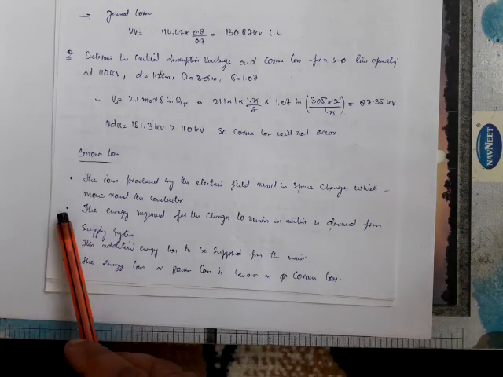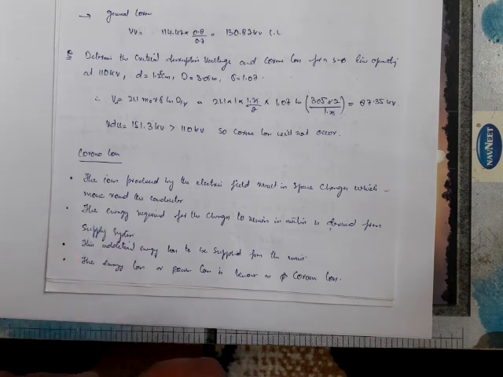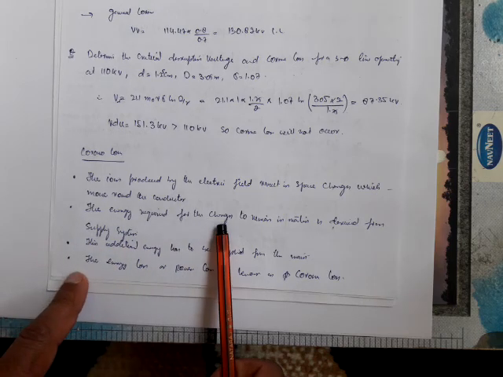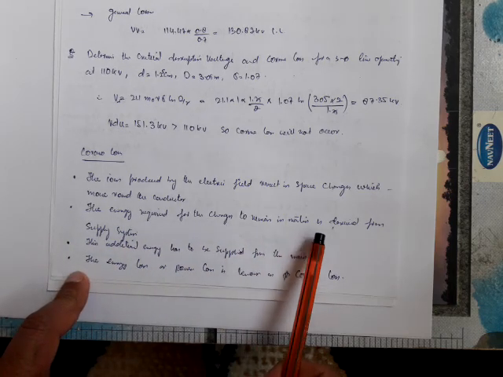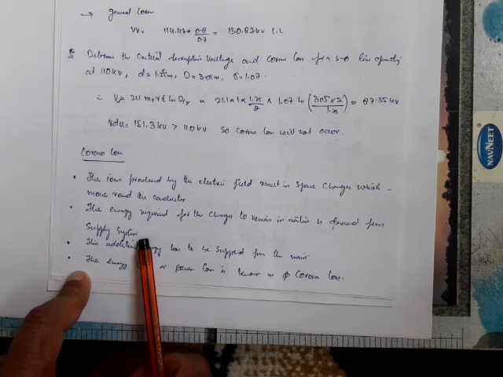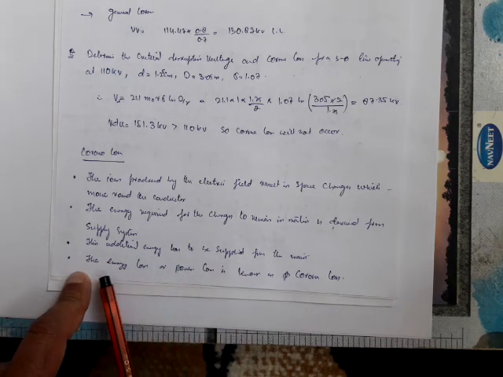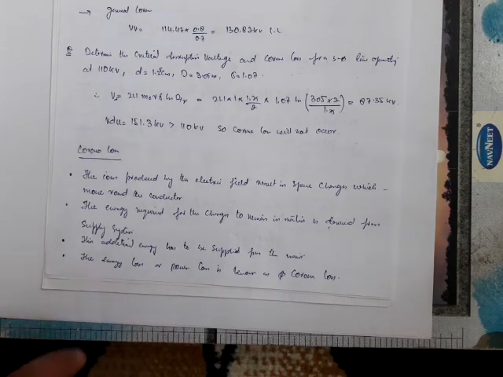So we can say that the ions produced in the electric field result in space charge which moves around the conductor. The energy required for the charge to remain in motion is derived from the supply system. This additional energy has to be supplied from the mains. This type of energy loss or power loss is known as corona loss. So we need to see how this corona loss is dependent on different parameters of the electrical quantities, and what the different techniques are so that we can decrease this loss.